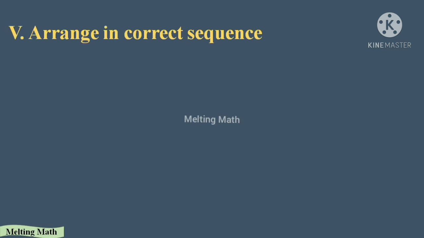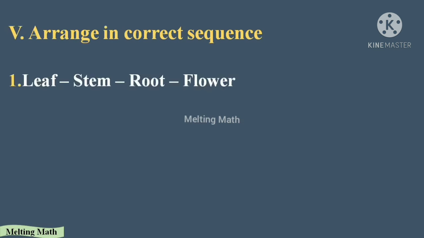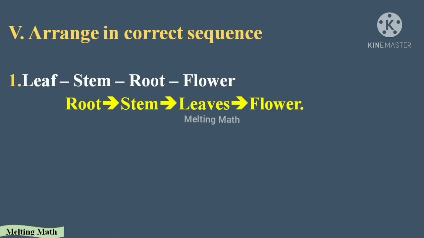In correct sequence. First they gave a leaf, stem, root, flower. This is in the irregular arrangement. Let's convert it in the correct arrangement. First root, after stem will grow up, after leaves will grow up, after flower will grow up. So this is the correct sequence, correct order. Okay, root, stem, leaves, flower.